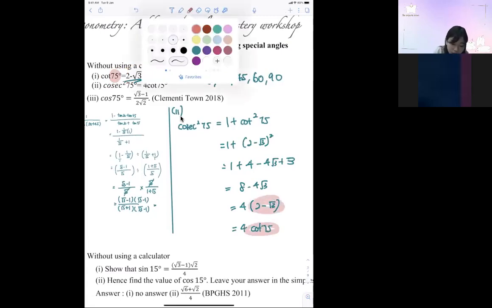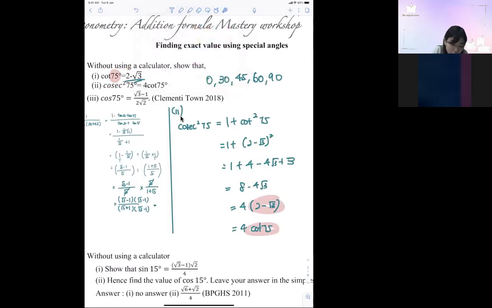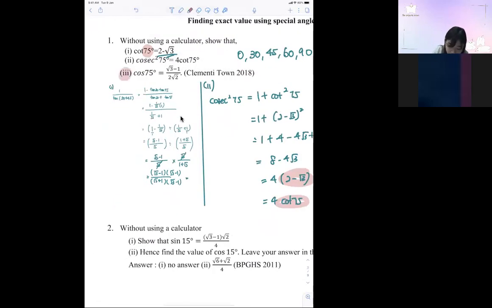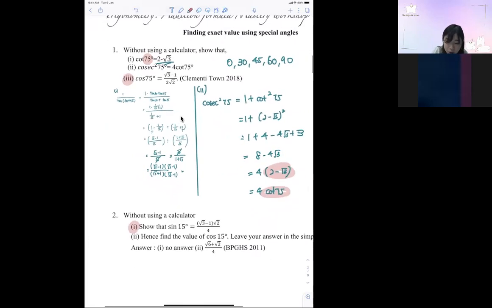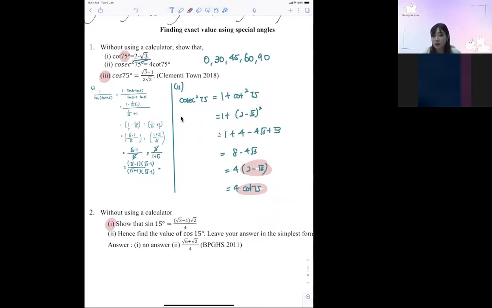Okay, then the next one, I want you to show cosine 75. So again, 75 is 30 plus 45. What must you use to expand that? The addition formula. Yes, very good. So for part 3 and part 1, can you help me do and take a picture and send me? Same method. Okay.